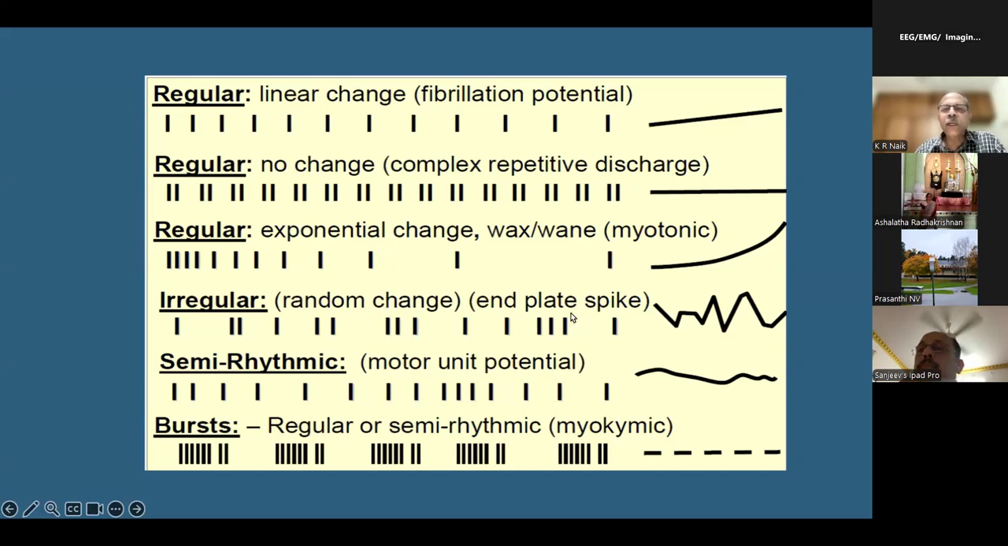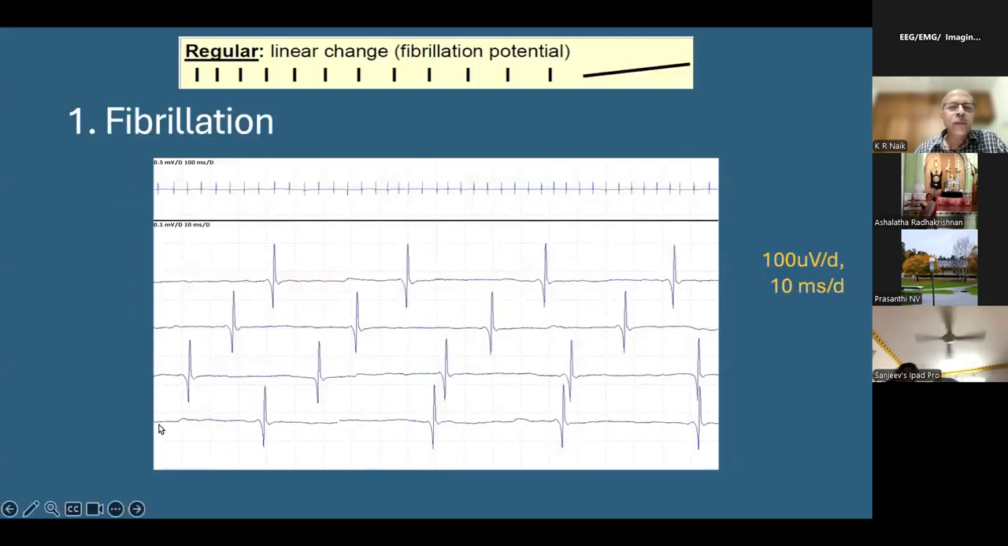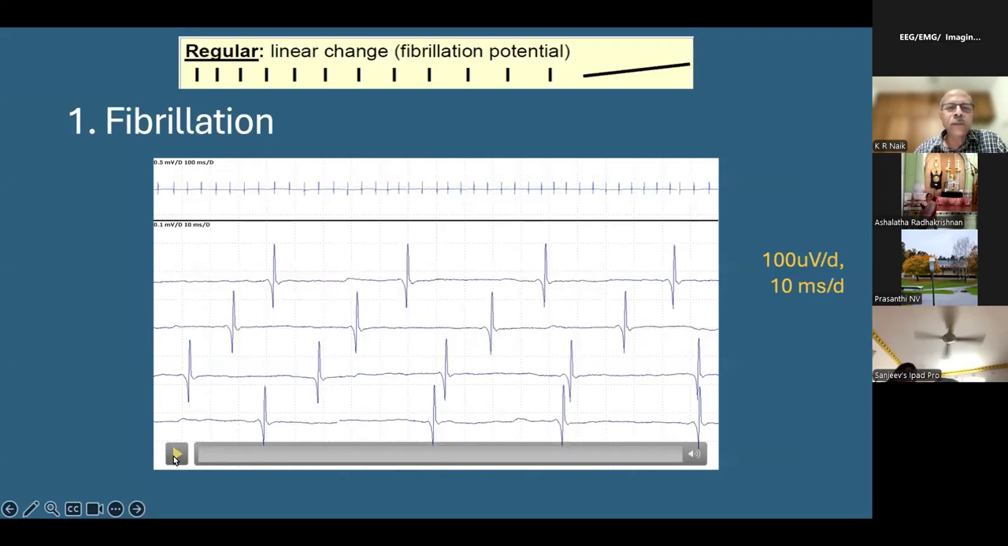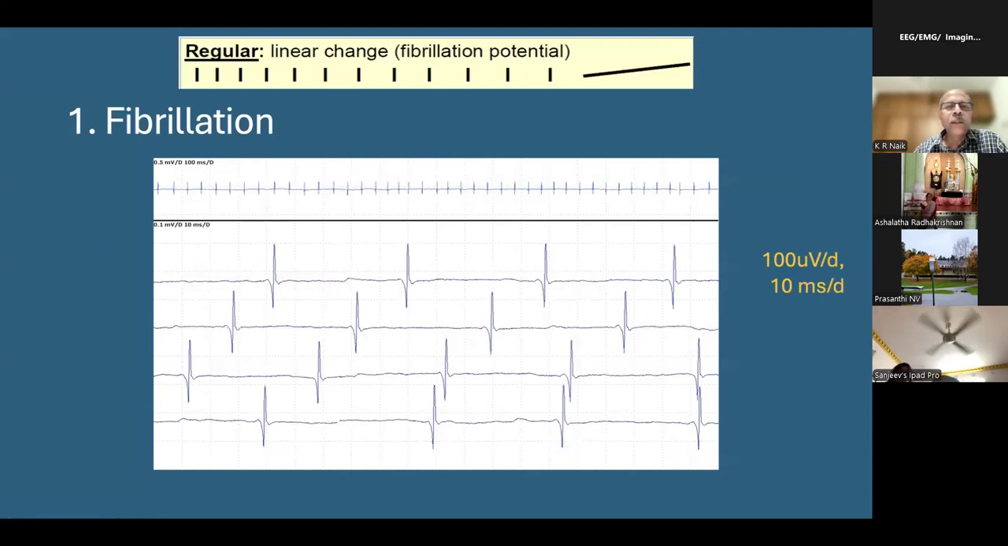Irregular, random change is end plate spike. Semi-rhythmic, it sounds similar, but there's a little bit of variation, that's MUAP. Then you have bursts occurring, the EMG signals occurring in bursts, or myokymia. So this encompasses almost 90% of the signals. So we'll go to the first one, which is the fibrillation.